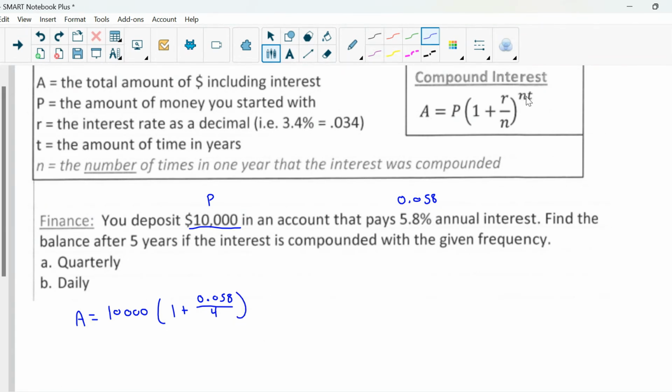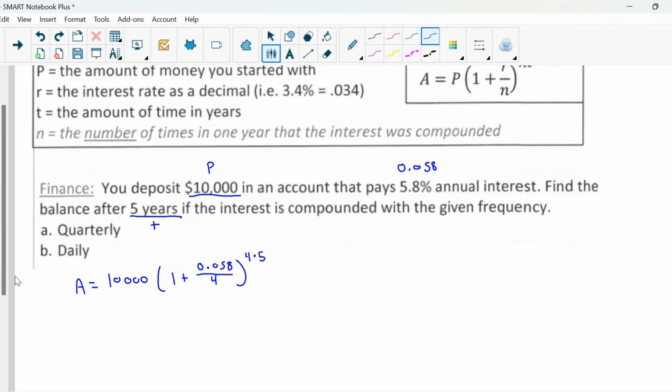but then we have N times T. So N is the number of times in 1 year that the interest is compounded. Well, we already know it's 4, so we'll throw a 4 up there, times T, which is the amount of time in years. Okay, we know that this is compounding for 5 years, so it'll be to the 5th power. So right here, this is an exponential growth function. It's just a little more complex than the ones that we've been calculating.